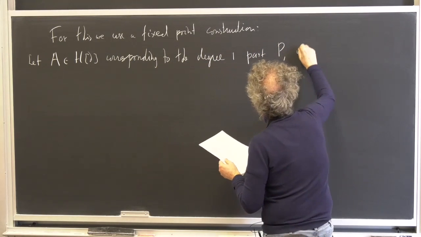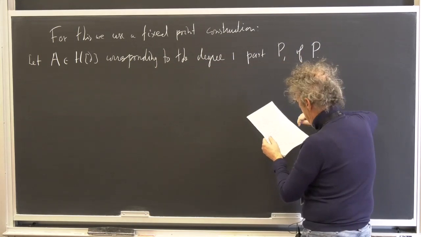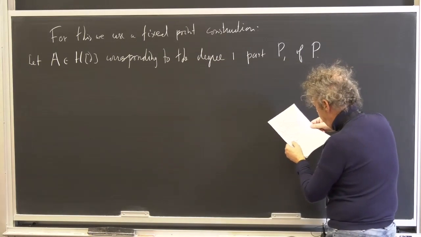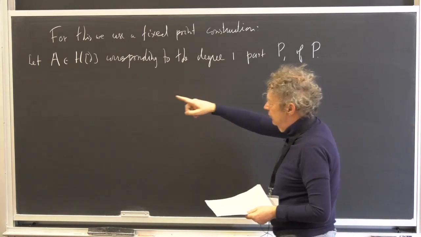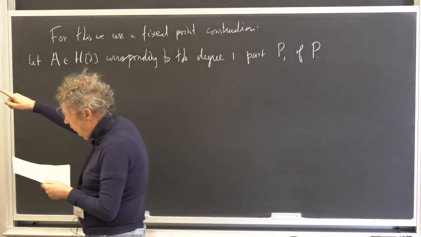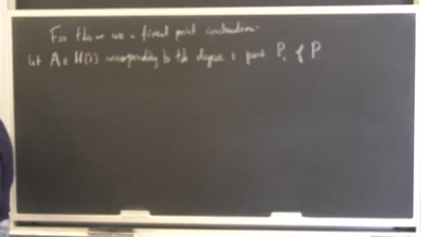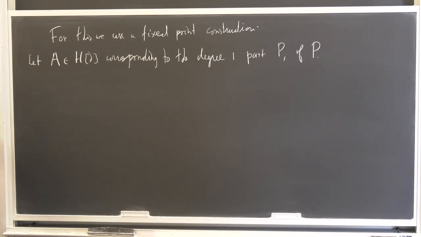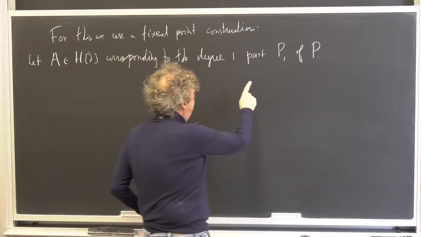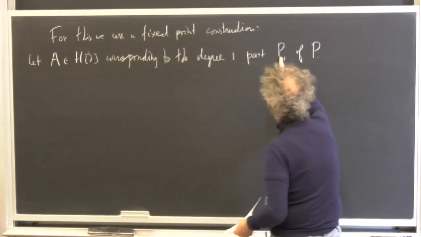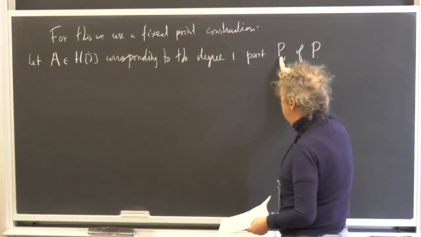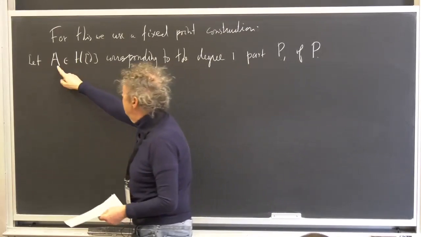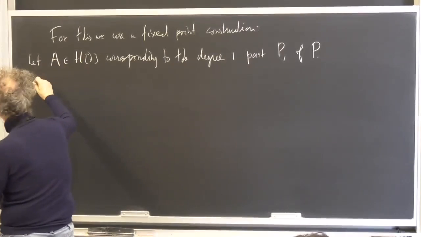P1 of P. And now one can replace this minimal hole by various minor tricks so that this degree 1 part is actually also of order R, and that means that A is of order R.